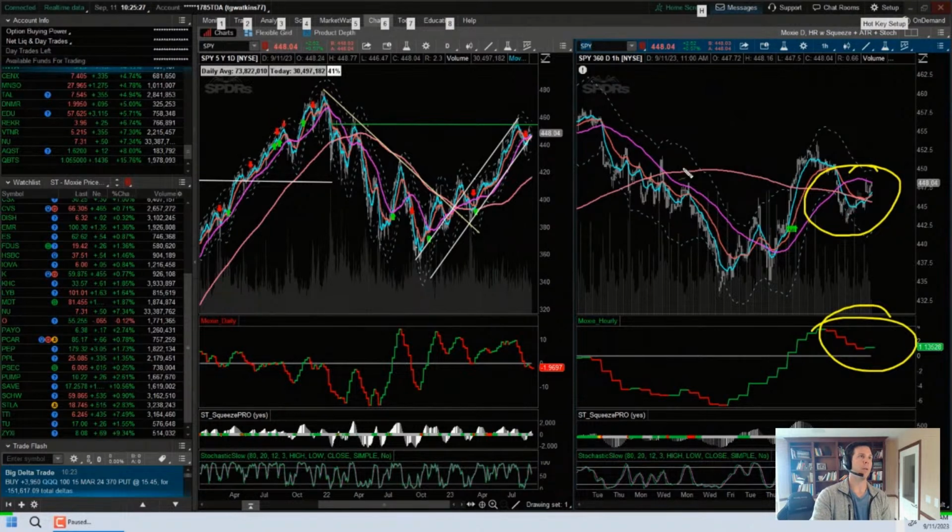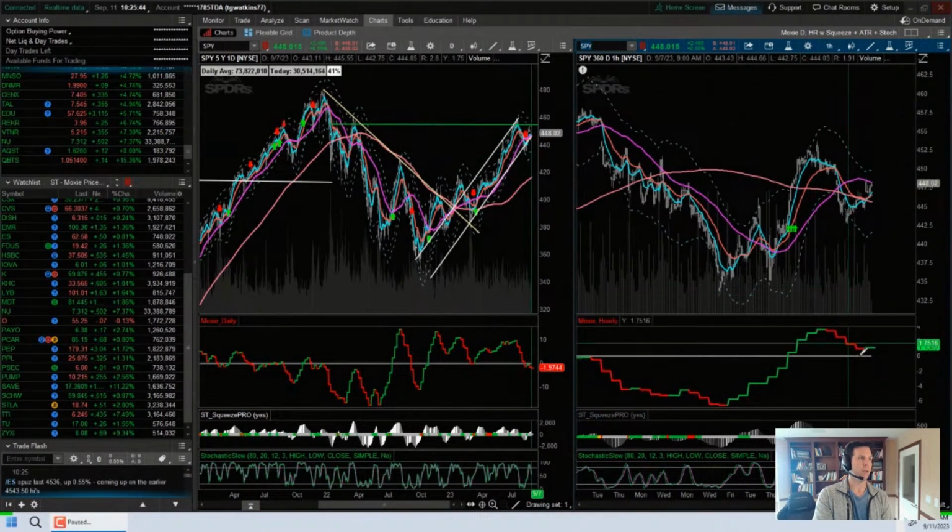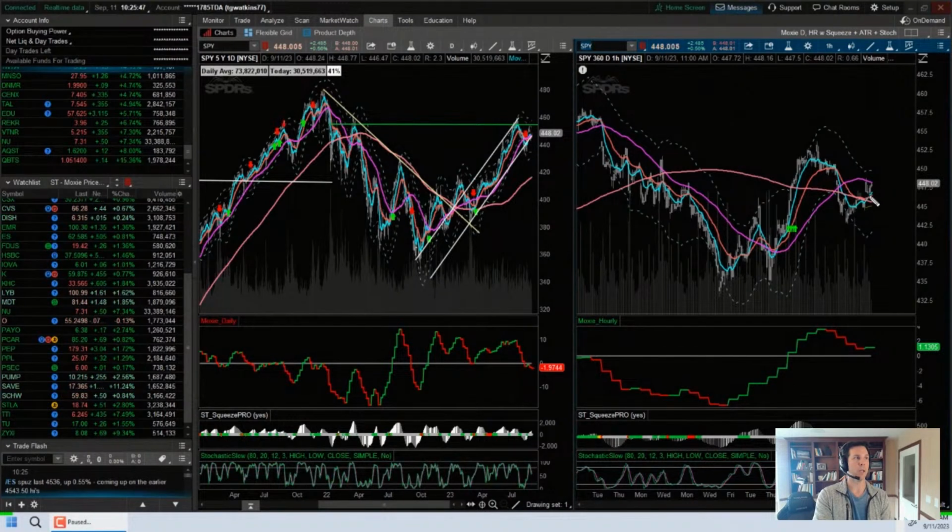We couldn't confirm that because the Moxie indicator was still red and price was still basically going down. Up until today, on Friday, we still had the hourly 8 below the hourly 21, which technically is bearish, and we had the Moxie indicator still being red. So we didn't have anything telling us that things had changed. Now today, we do have the 8 over the 21, so that's progress, and we do have the Moxie indicator going green.